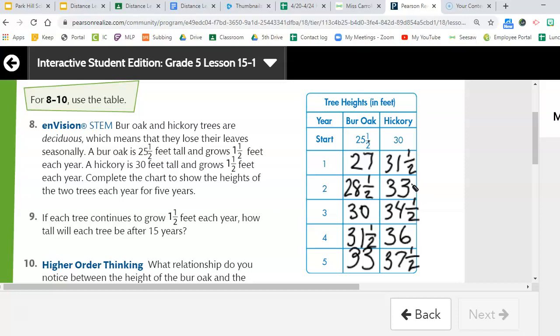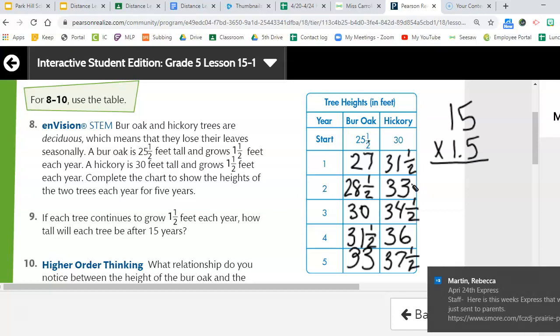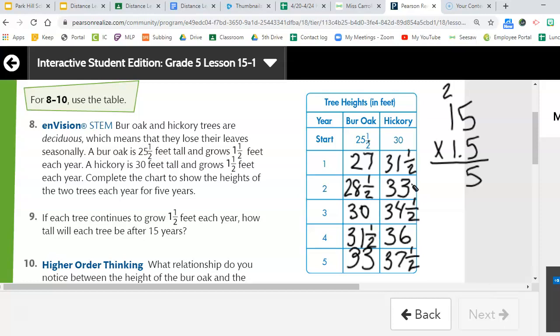Okay, so what I want to do is take that 15 and multiply it by 1.5. I'm going to do it this way, 1.5, 1.5. Okay, 5 times 5 is 25. 1 times 5 is 5, plus 2 is 7. My placeholder, I already used this and this. 5 times 1 is 5, and 1 times 1 is 1. So I'm going to add those.